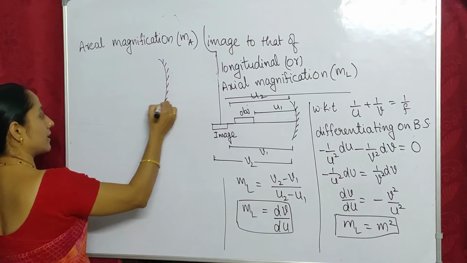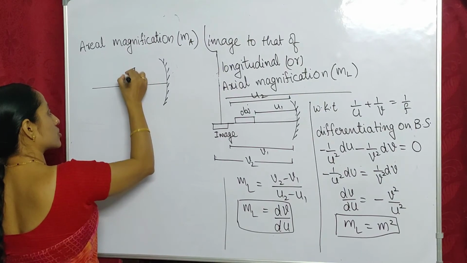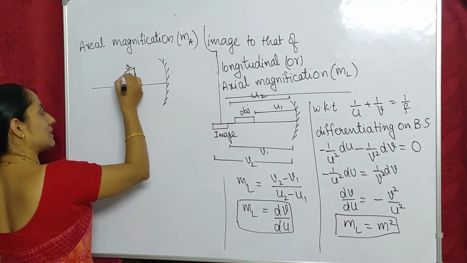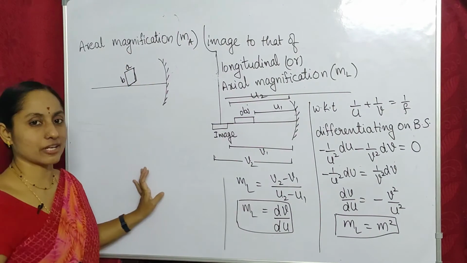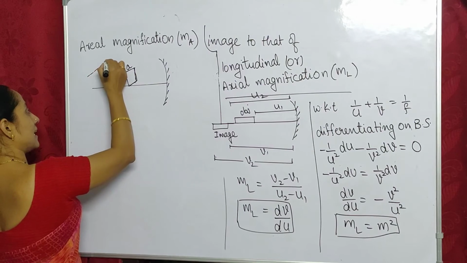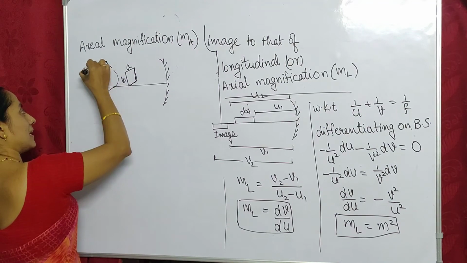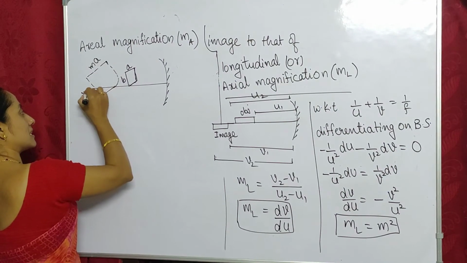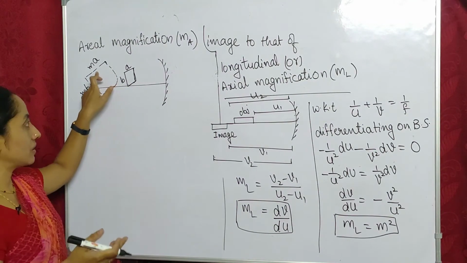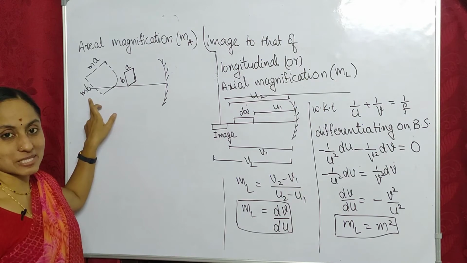So let us consider again a concave mirror. Let us imagine we have placed a two-dimensional object in front of the concave mirror whose sides are length A and breadth B. Let us consider a rectangular one. Now after magnification, let us imagine its size increased, this part increased to m times of A and this part increased to m times of B. If length increases by m times, obviously the breadth also increases by m times.